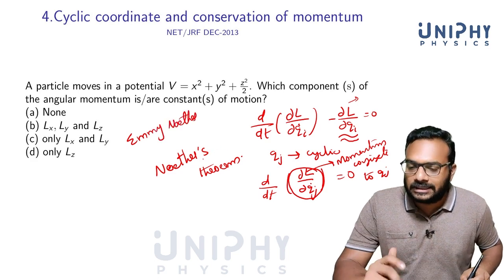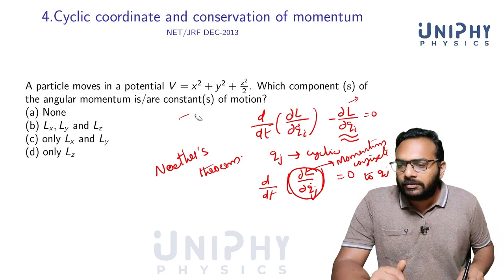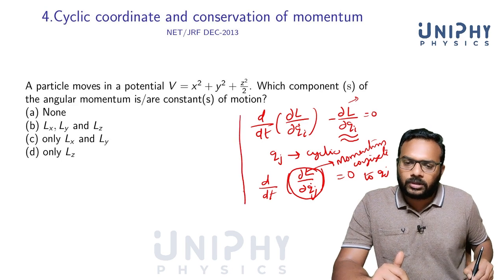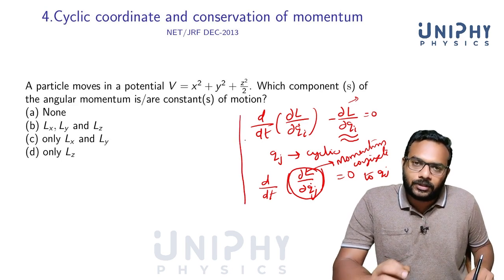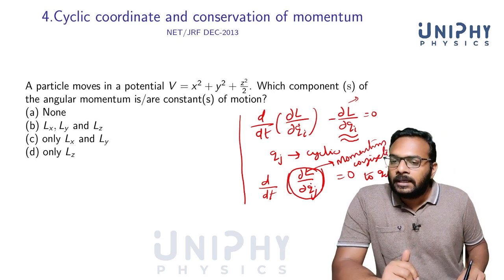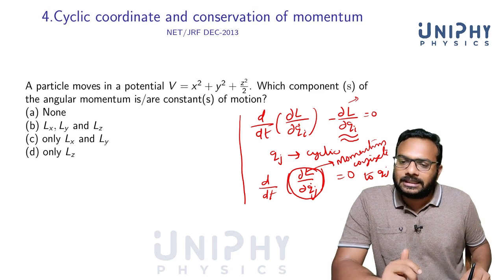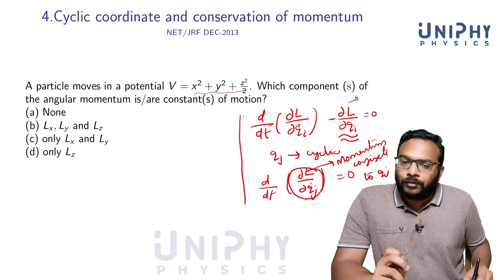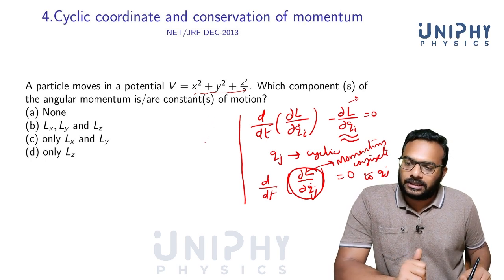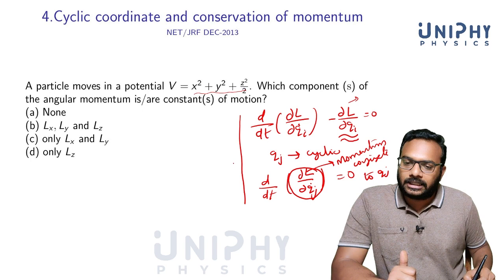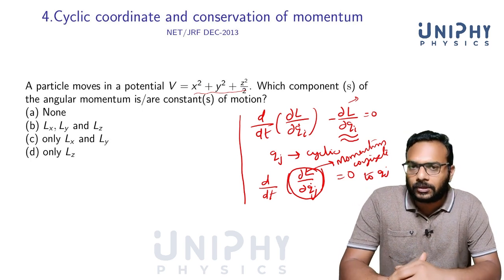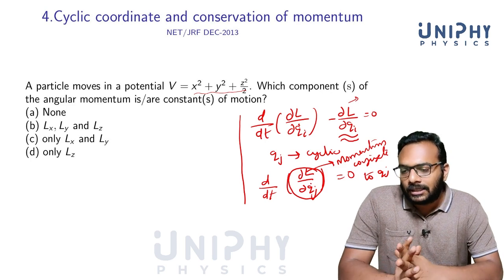Brilliant mathematician, genius. So, here we have a particle. This is the idea that we will be using to solve this problem. We know the idea of a cyclic coordinate, and we know that if a coordinate is cyclic, the corresponding conjugate momentum is conserved. So, here we have a particle that is moving in a potential given by this equation. Which component of the angular momentum is or are constants of motion? This is what we need to find. This can be done easily by identifying a cyclic coordinate. If there is a cyclic coordinate, then the corresponding momentum will be a constant.